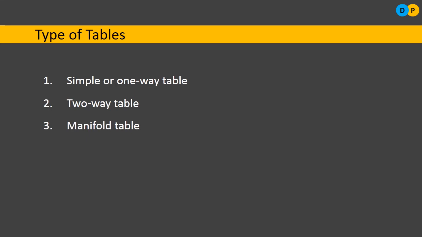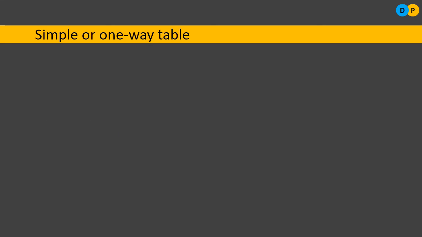So these are the three different ways of representing data in a tabular form. Either we can go with a single one-way table, or data can be represented in a two-way table, or we can represent them in a manifold table. Let us understand each one of them in detail. So the first one, the simple or one-way table. What is a simple or one-way table?